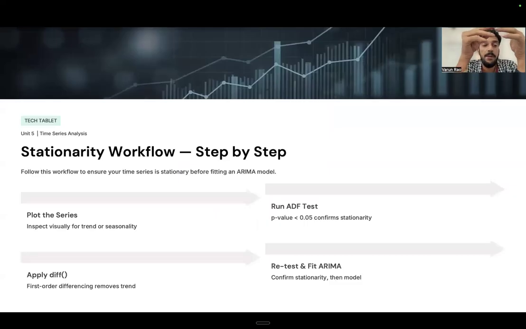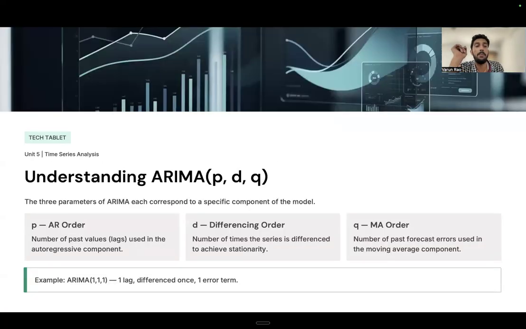When you say you are fitting ARIMA, it goes and fits the model. Please remember that. Now, what are the different stationarity workflow steps? The first one is to plot the series. The second, as discussed, is to run the ADF test. The third is to apply differencing, and the fourth is to retest and refit your ARIMA model to confirm stationarity, and then you can go ahead and complete the modeling of your time series analysis.